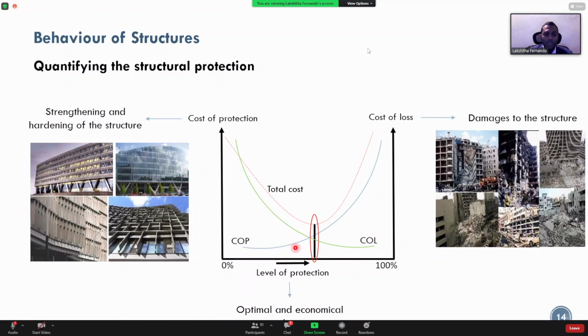Since these are two curves that are going in opposite directions, you can plot what's given as this red dotted line that will give us the point at which we can do an optimal and economical solution. This is the best we can do as engineers. We need to accept that there needs to be a certain degree of compromise between protection and loss, because there is no way we can offer full protection, nor can we allow full loss, because we are responsible for the structures that we build. So it is important to be able to quantify what's the level of protection that we are going to offer to a given structure.